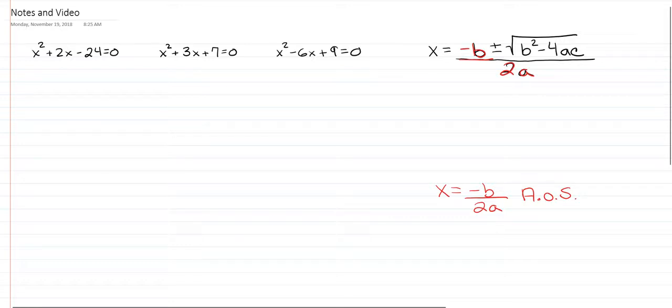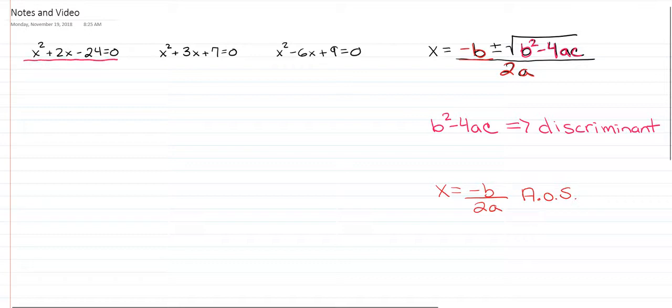The next piece is this right here: b squared minus 4ac. That is what is called your discriminant. So that is your discriminant. Now, what does that do? Well, let's think. So let's say I do the discriminant of this first problem here.